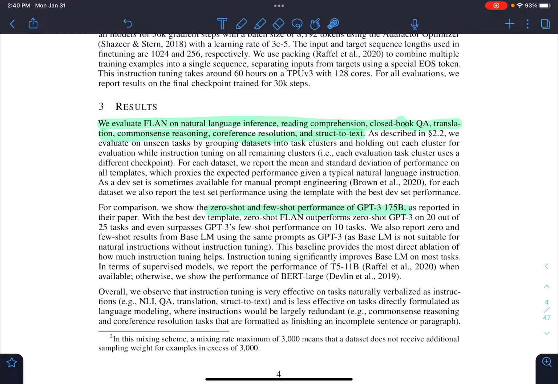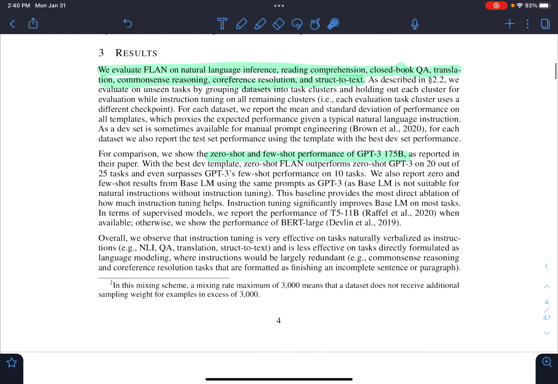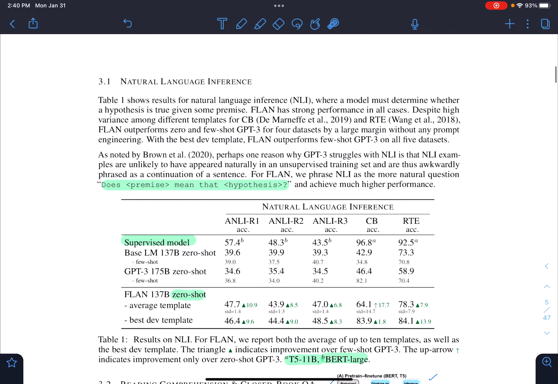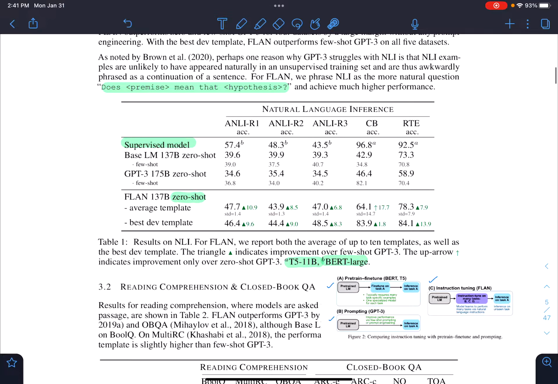So let's talk about the results. The first result is that the model FLAN performs very well on natural language inference, reading comprehension, closed book, and translation. They perform better on a few of the datasets, like natural language inference, where they have better performance.